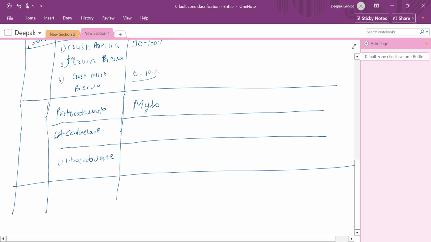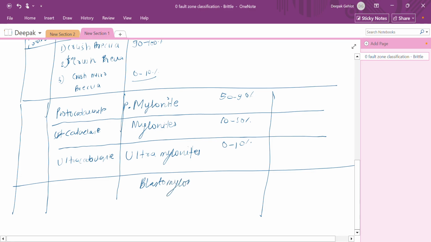So we will have protomylonites, then mylonites, then ultramylonites. And these protomylonites have a percentage of 50 to 90 percent. Mylonites have 10 to 50 percent, and then it will have 0 to 10 percent. And when the matrix increases so much, then comes the blastomylonite. So this is how the foliated and non-foliated rocks are classified.